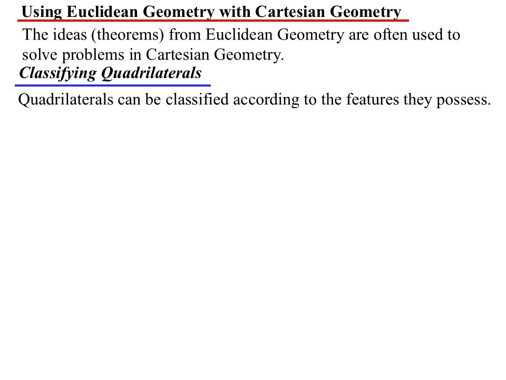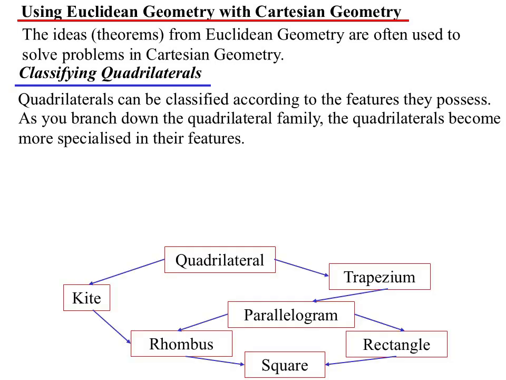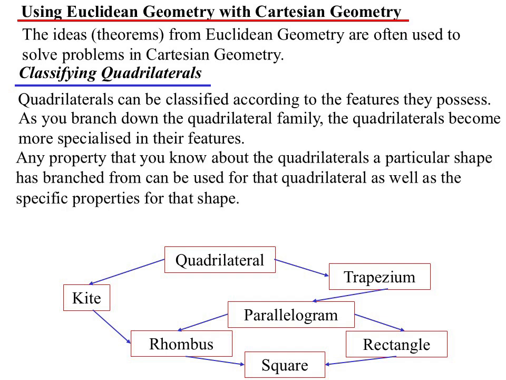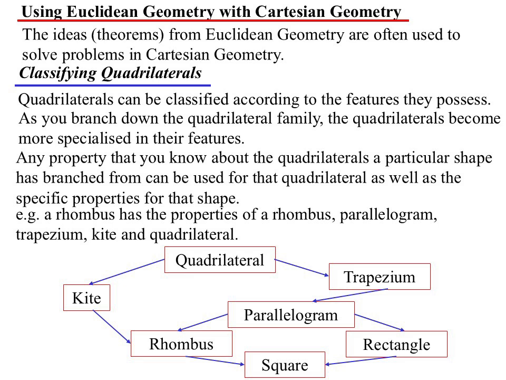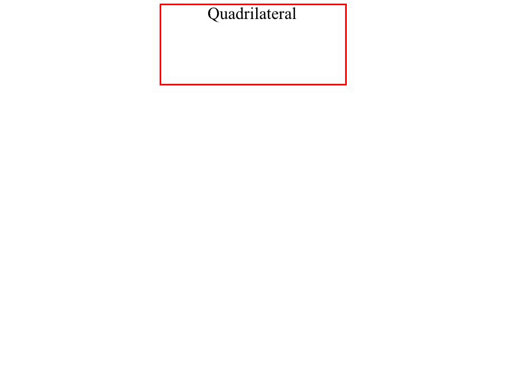Now any quadrilateral, or any shape for that matter, can be classified by the different features that they possess. And as you branch down our family tree of quadrilaterals there, they become more specialised in their features. So any feature I know about a particular shape, when I branch down, that new shape still has all those features, I guess is what we're saying. So for example, the rhombus there, it would have all the same properties as a parallelogram, a trapezium, a kite, a quadrilateral, as well as it has some of its own special features as well. Let's branch down the tree.